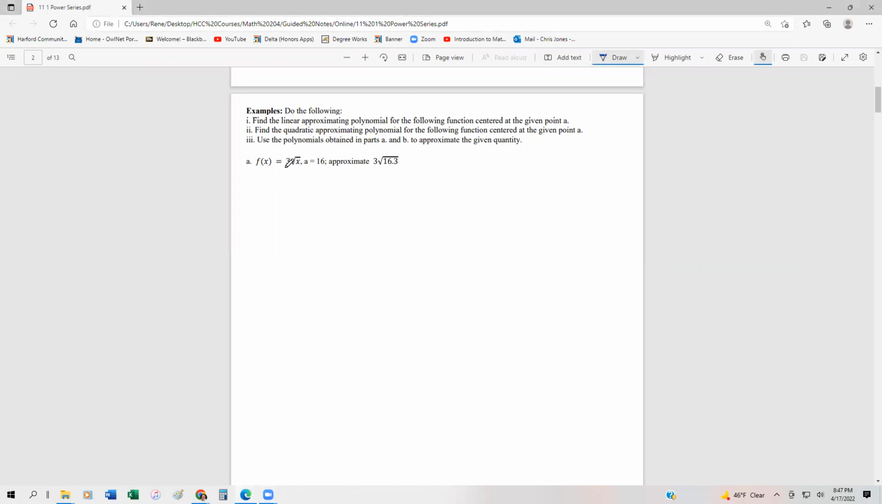Okay, so we have 3 square roots of x, and we're going to center it about where a is equal to 16. And we're going to use a linear approximating polynomial and a quadratic approximating polynomial to be able to approximate 3 roots of 16.3. All right, so let's get to it.